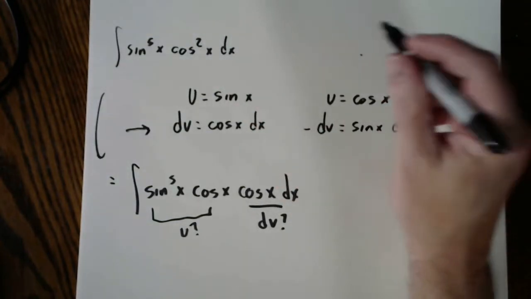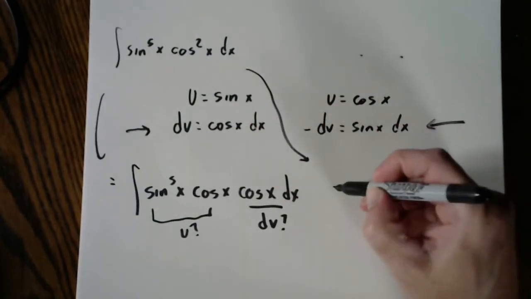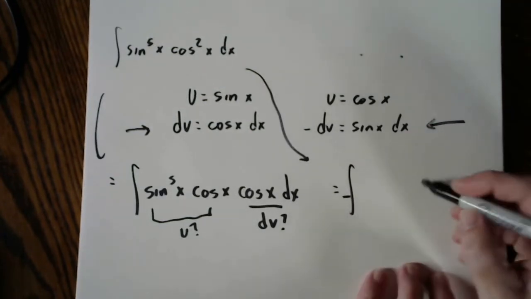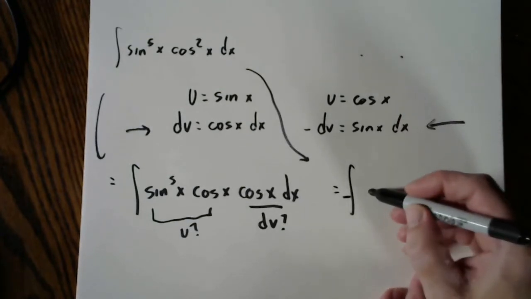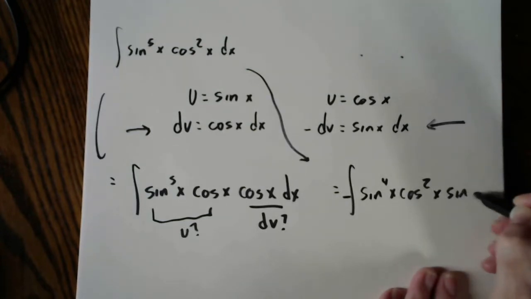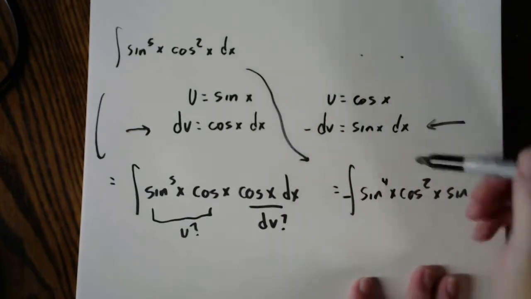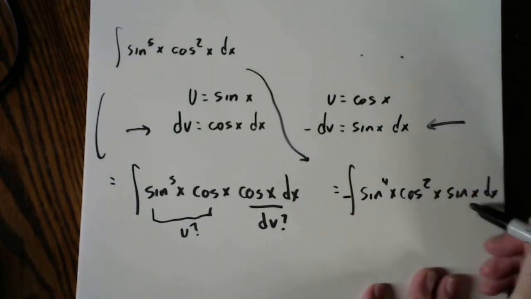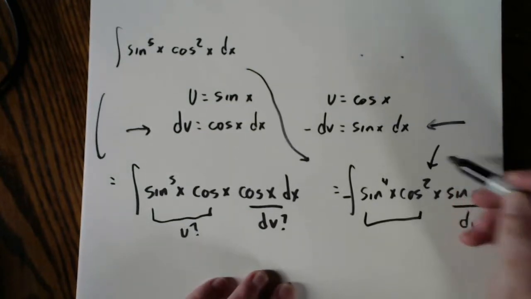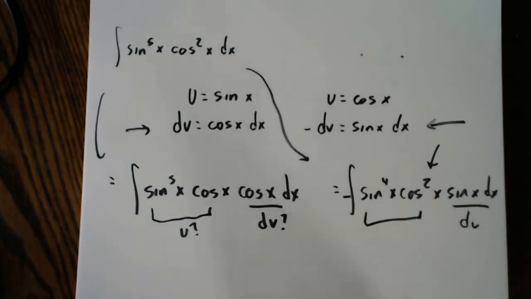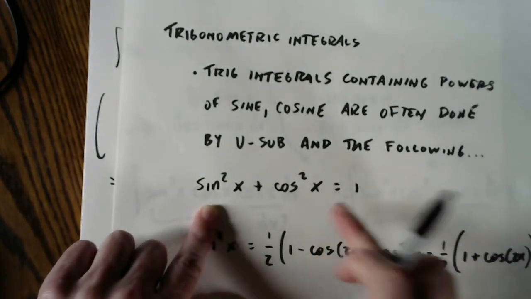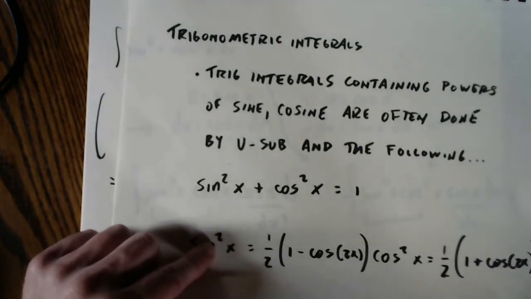On the other hand, if we go this way, I want my du to be a sine. In fact, I'll stick the negative there. Sorry about that. That means I'll have sine to the fourth, cosine squared, and now sine x dx. What I've done is broken the sine off of the fifth, leaving one over here. So this is now my du. And now this all has to be in cosine. This obviously is, and this can be made into cosine using this identity. Sine to the fourth is sine squared, squared.